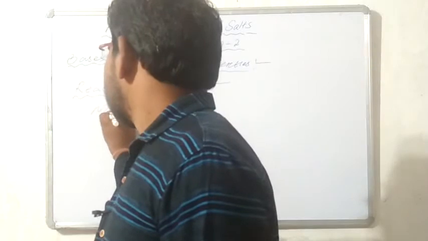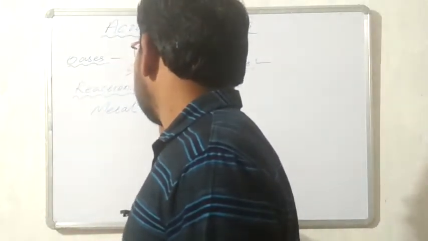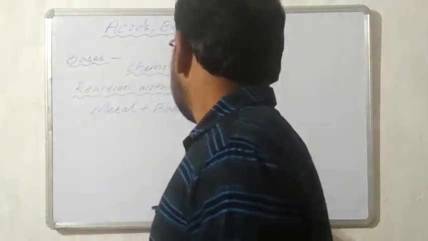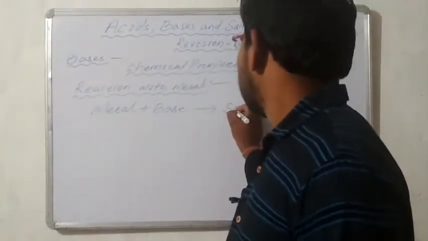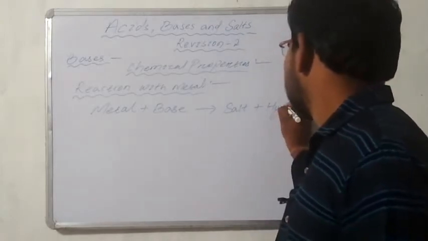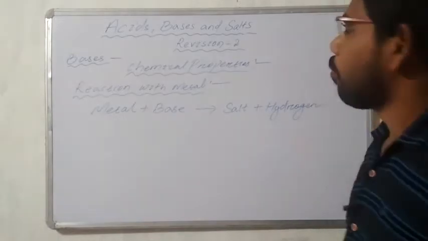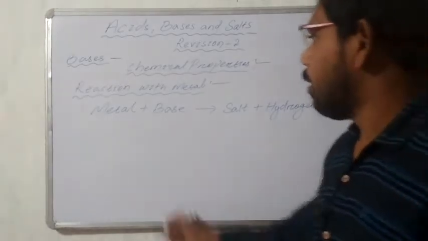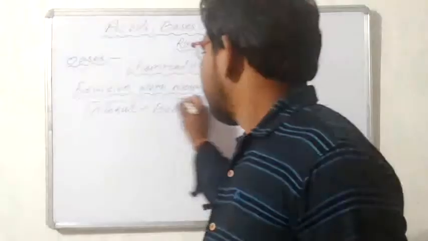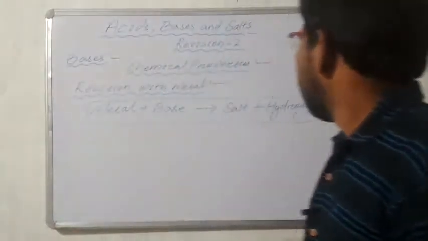Metal plus base produces salt plus hydrogen. So this is the general equation: when metals react with a base, what is produced? Salt plus hydrogen gas.